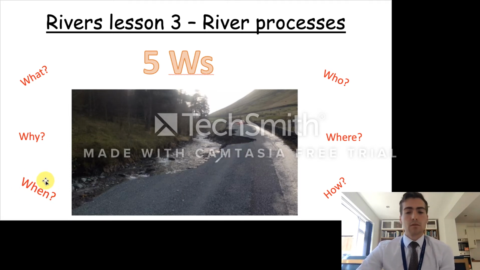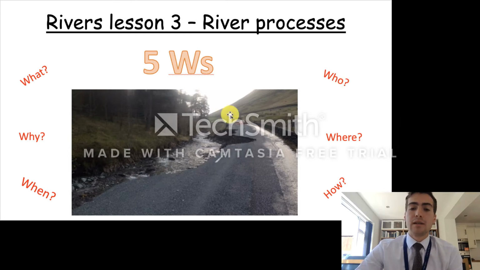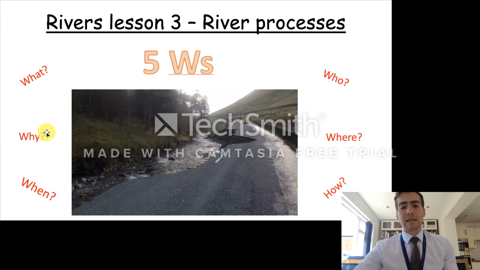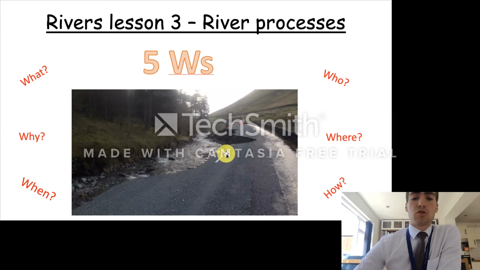When did this happen? This happened in Storm Desmond in 2015. Where did it happen? This happened in the Lake District between Grasmere and Keswick, and obviously who it was affecting is the people that needed to commute between those two towns in the Lake District. Okay, so I think I've already addressed how as well. So moving on with what we're going to do today, and it's linked into what's going on in this picture, because this picture is showing lots of erosion going on during a flood, but we're going to focus on erosion maybe in normal times as well.